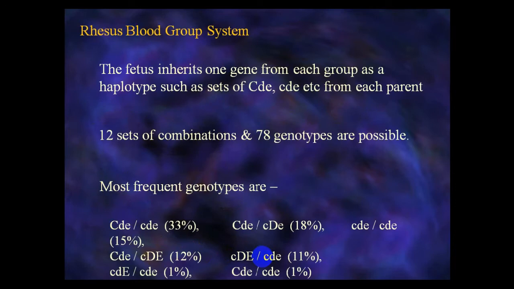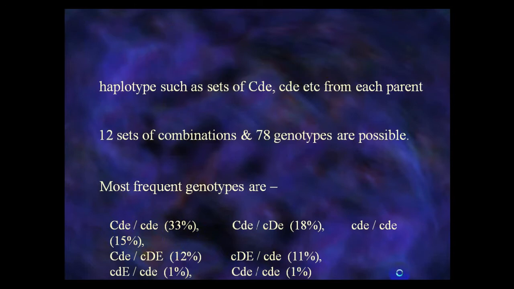In the Rh blood group system, the fetus inherits one gene from each parent as a haplotype, such as a set of CDE or small letters from each parent. 12 sets of combinations and 78 genotypes are possible. The most frequent genotypes are shown below, and the percentage of each will be shown on this slide.